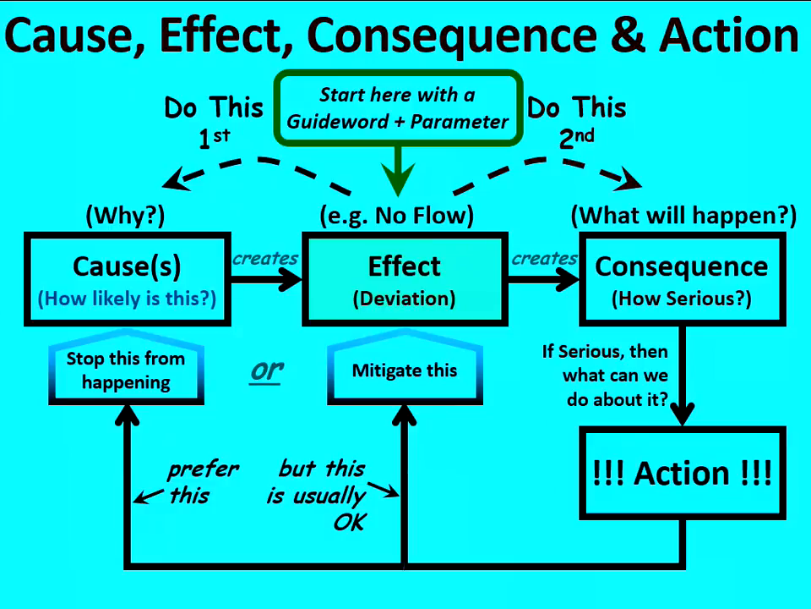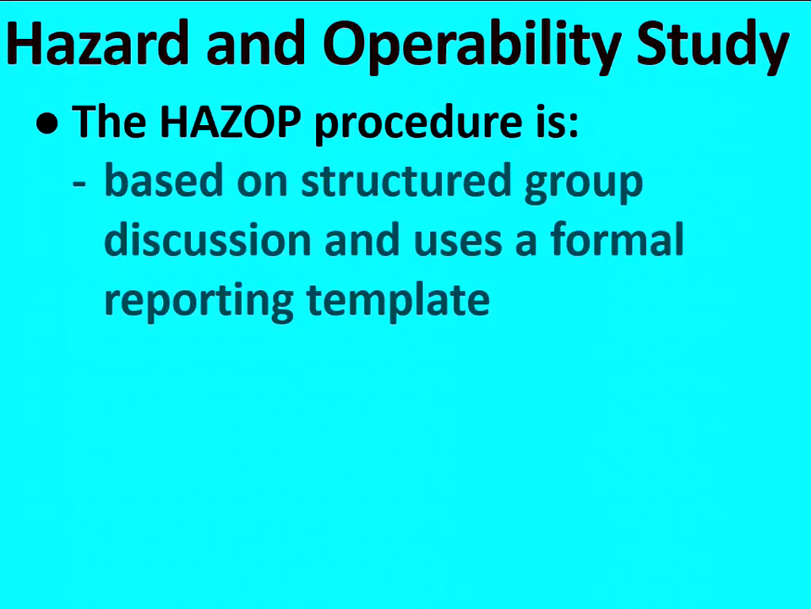So the HAZOP procedure is based on a structured group discussion, and they go through all those formal deviations for a small part of the plant, and then once that's complete they move on to the next one. And to do this they use a formal reporting template, and that's what we'll use during the workshop. So the formal template looks something like this.